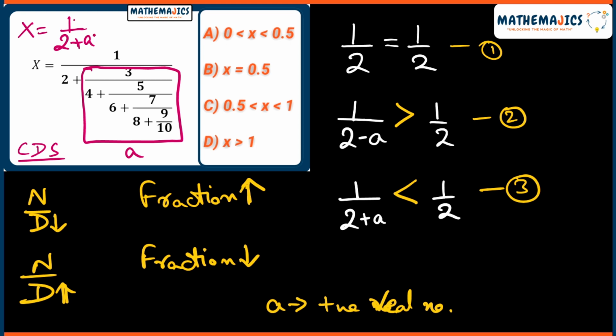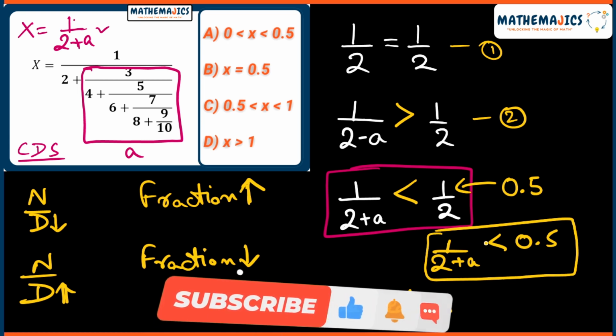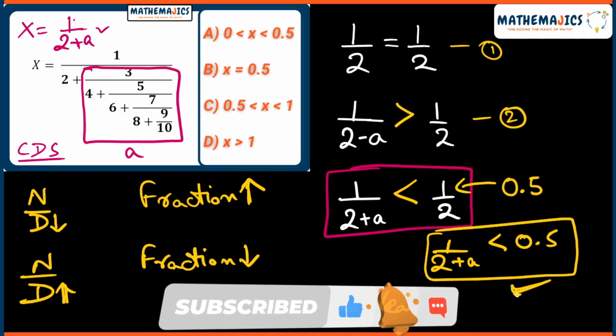Now, can you see that this question has become almost like the third part? As I can see here in the third part, my fractional value is less than half. I can rewrite this half as 0.5. That means the value of 1 by 2 plus a will be less than 0.5. So is there any option which is similar to this?